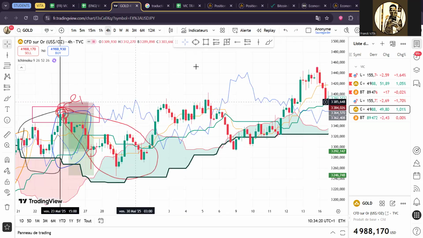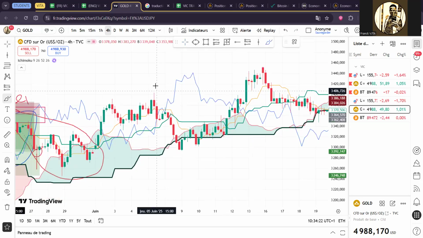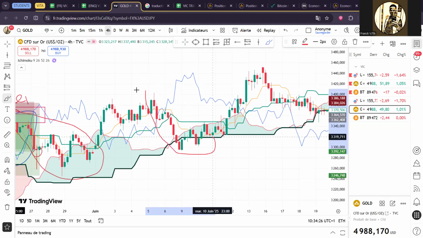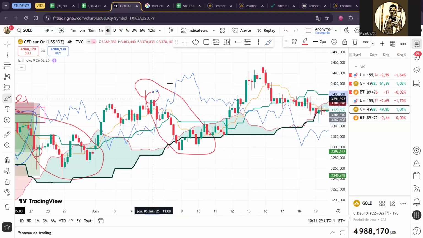Let us take this other correction for you to get it well. This one too is a correction. So your first entry is here, right? I should have even put the second entry like Tenkan inverted because this one is a Tenkan inverted.